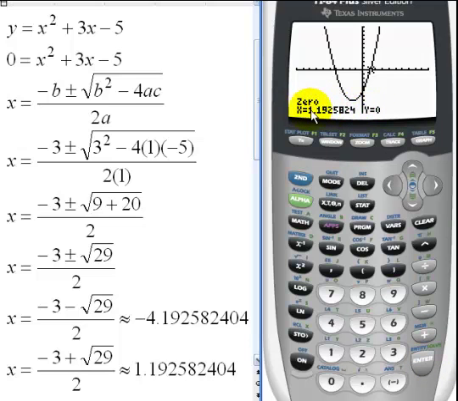Now again, remember this is a decimal approximation, and down here you can see it's the decimal approximation to the exact solution. The only drawback to using the zero feature is you don't necessarily always find the exact value of the x-intercept, but it will give you a pretty good decimal approximation. And that is how you find x-intercepts, or verify your work of finding x-intercepts, using your graphing calculator.